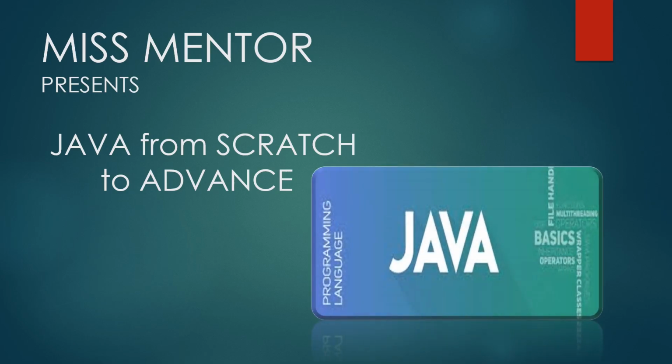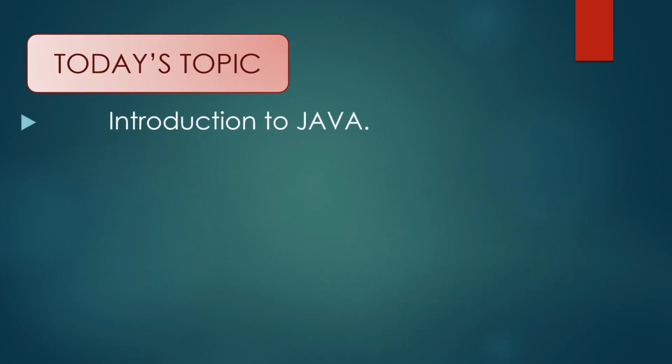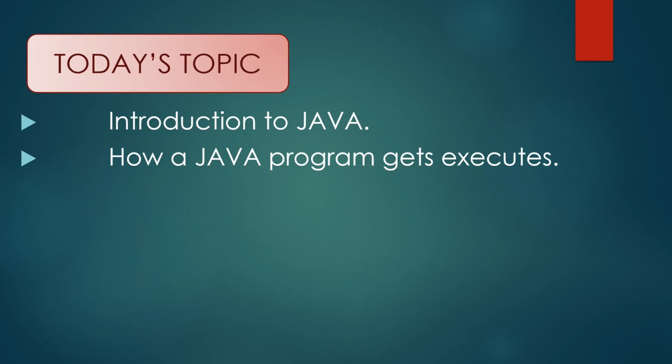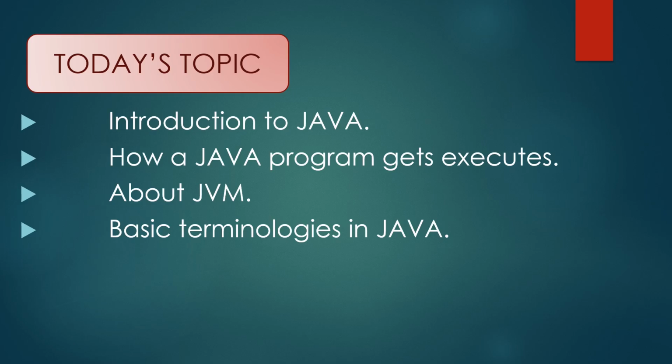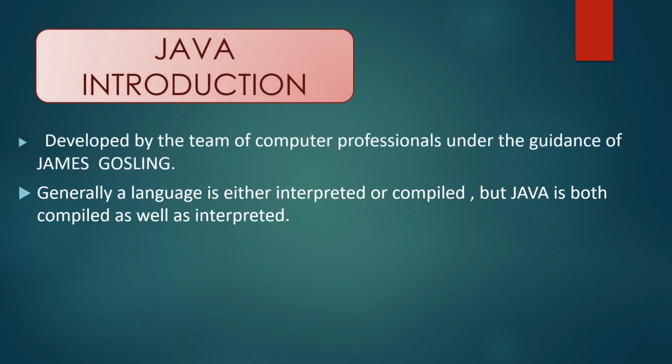Today in this tutorial we will have a look at an introduction to Java, then how a Java program gets executed, after that about JVM, and finally some basic terms related to Java. Okay, so let's get started with a small introduction to Java. Java was developed by a team of computer professionals under the guidance of James Gosling. Generally, a language is either interpreted or compiled, but Java is both an interpreted as well as a compiled language.